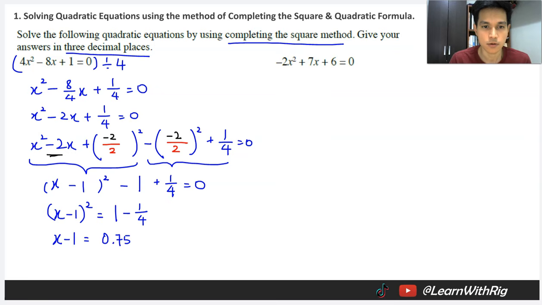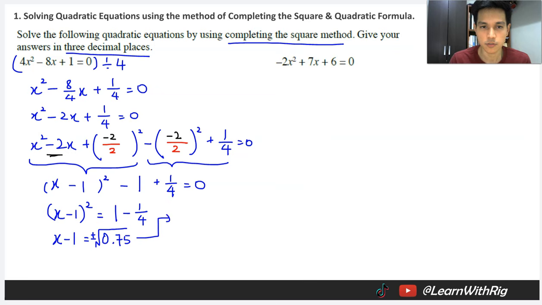the square root of 0.75. Now, this is a square, so if you bring it to the other side, it becomes a square root. And when it is a square root, remember there is always plus minus. So in other words, you will have 2 answers. The first answer is when this is positive, and the second answer is when this is negative. So I'm going to show you here.